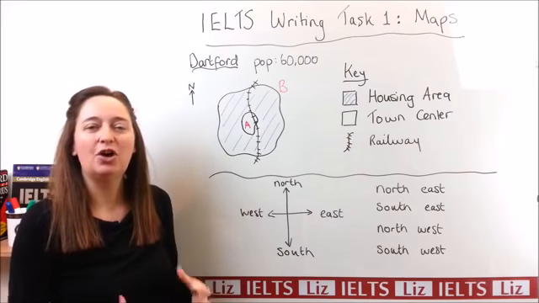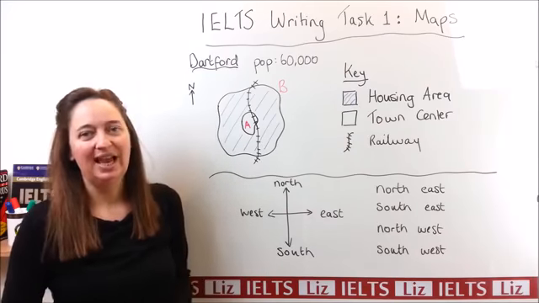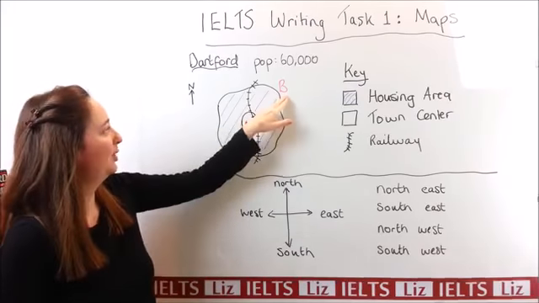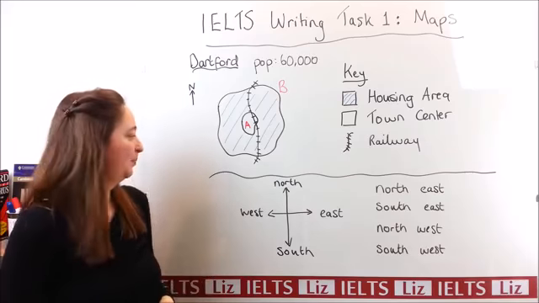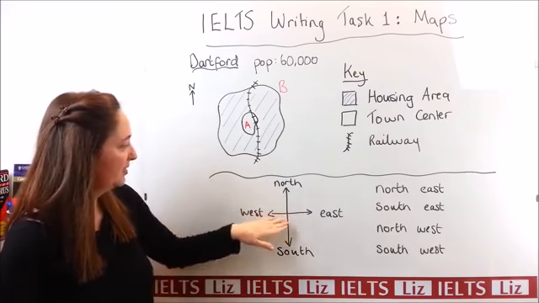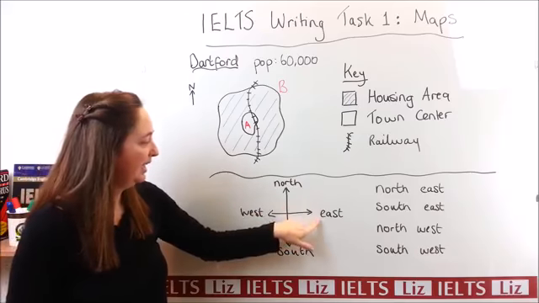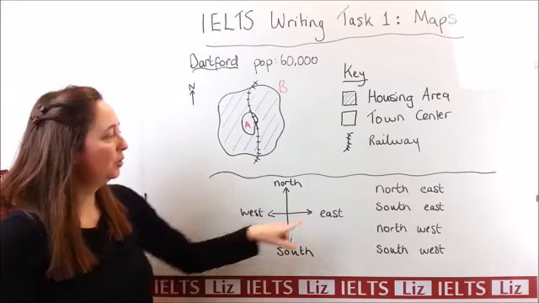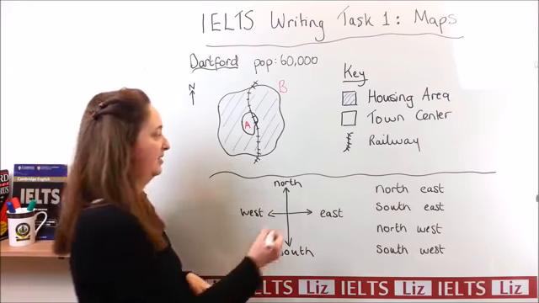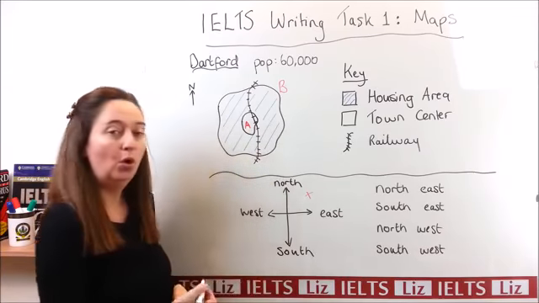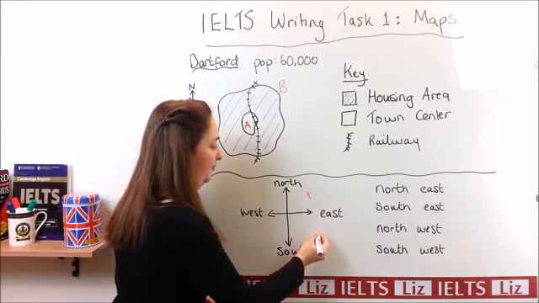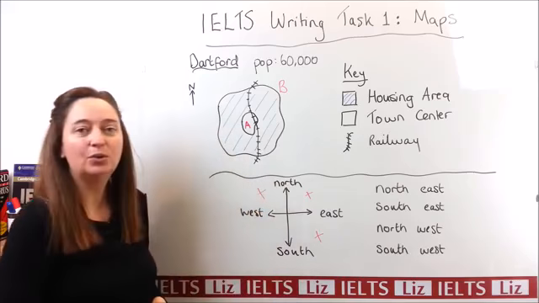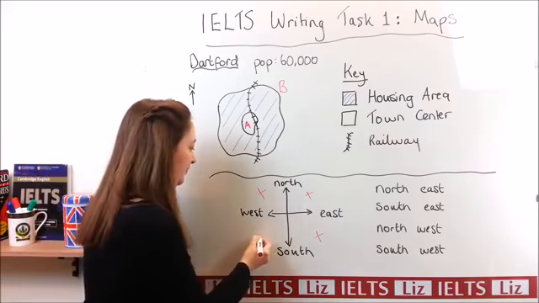So of course these are called compass points. And you need to use the compass points to describe the location of A and B. So here we've got the compass, we've got north, east, south and west. You can also have northeast, that's here, or southeast. You can have northwest and also southwest.